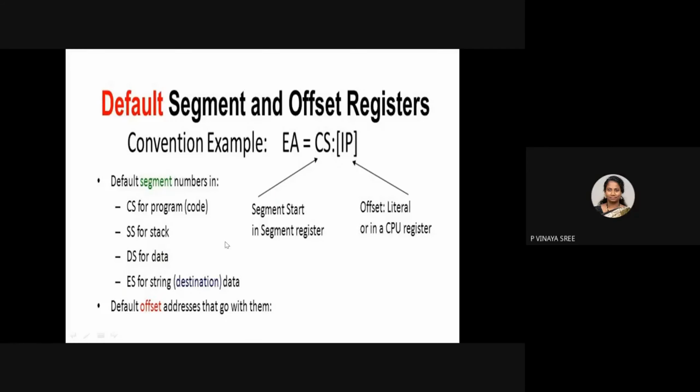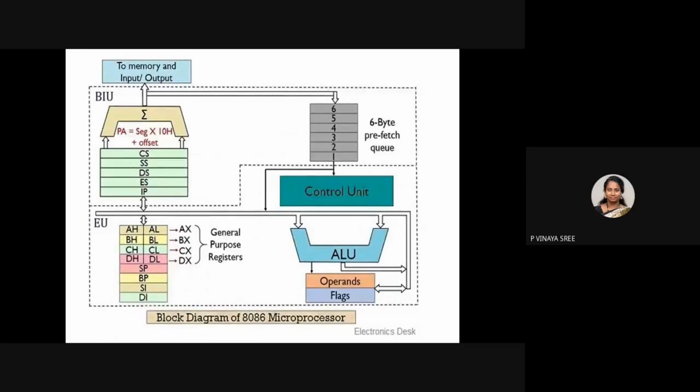So we know that we have default segment registers. These are the segment registers. We'll also call them segment base registers. They store the base address, the starting address of that particular segment. Okay. So this is your physical address calculation.